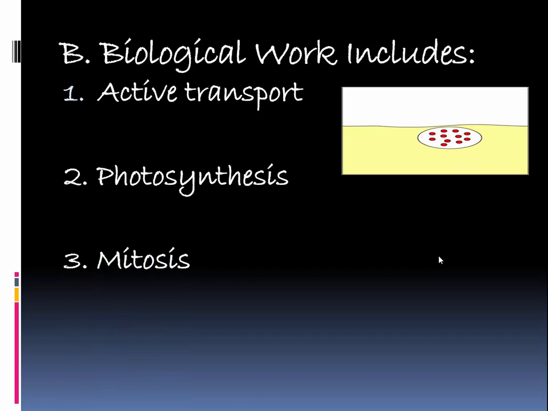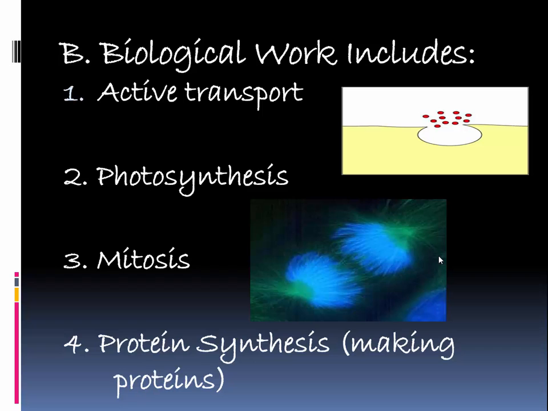We haven't really talked too much about mitosis, but that is biological work. That is the splitting of our cells, essentially. How do we get new cells? It's through that process of mitosis. And we spent a little bit of time talking about proteins, and why they're made and how they're made is called protein synthesis. And remember that DNA has the instructions for making those proteins.